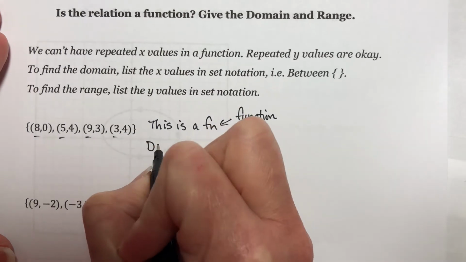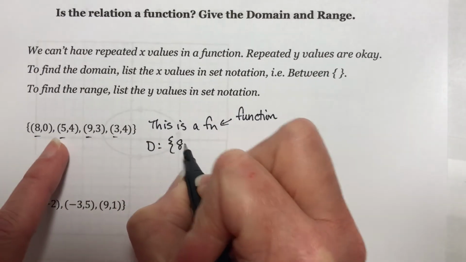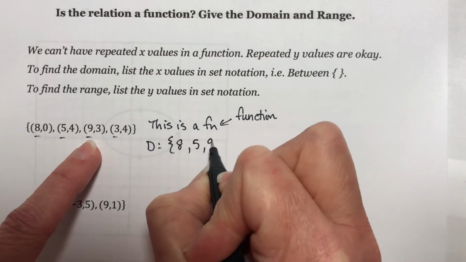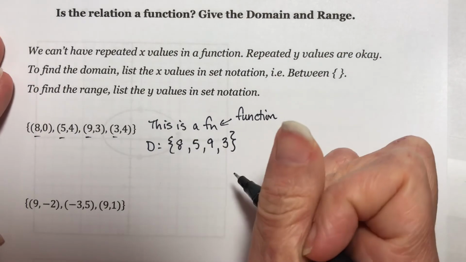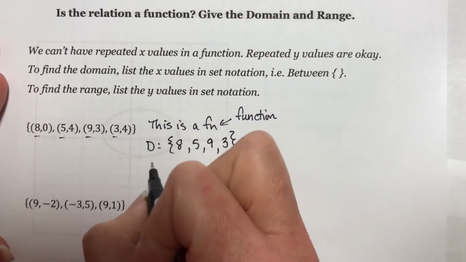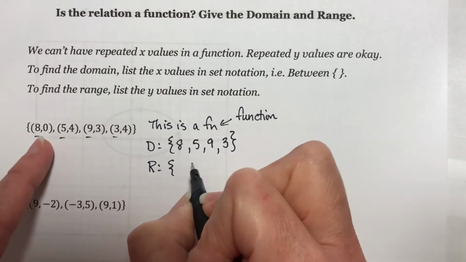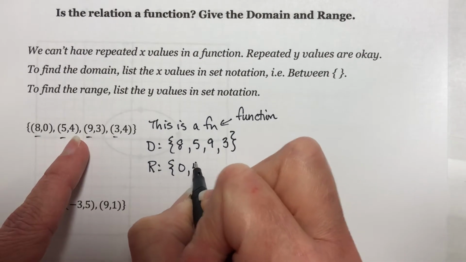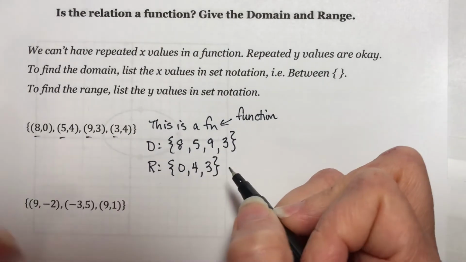Let's find the domain. The domain, you list your x values: 8, 5, 9, 3, close. They don't have to be in any particular order, just list them. Now your range, you do the same thing, but you list your y values: 0, 4, 3, and a 4 is repeated, but that's okay because it's the y value.